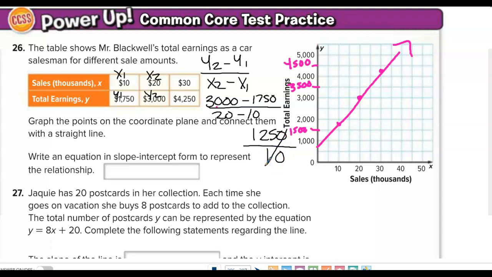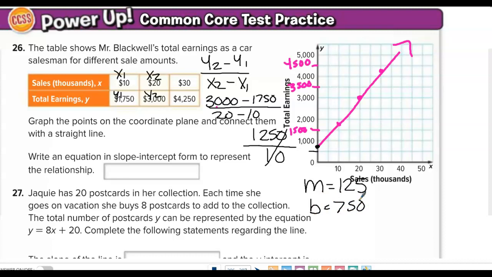What do we represent slope with? M equals 125. We need to figure out our y-intercept. That's where it meets the y-axis. This point right here is where it meets the y-axis. What would we say that point is? This line right here is 500, so it's 750 because it's above 500, right? So b equals 750.